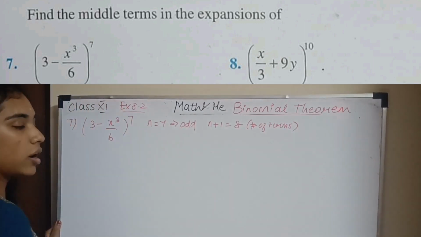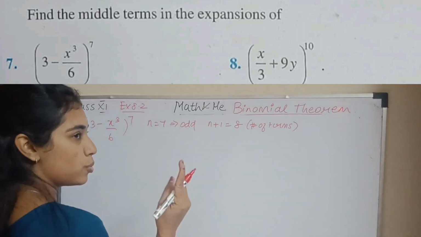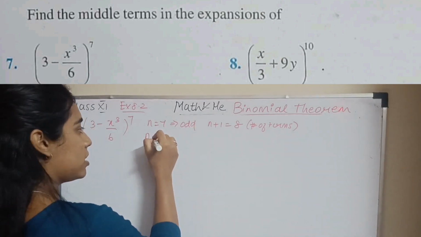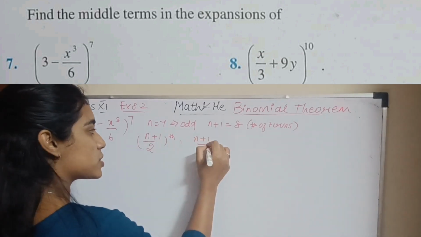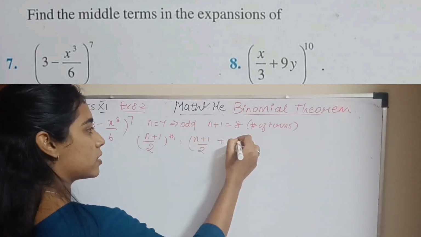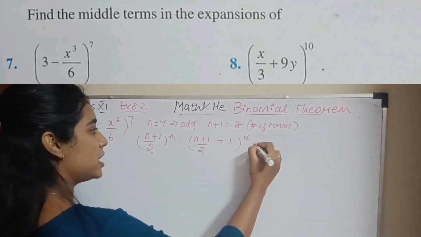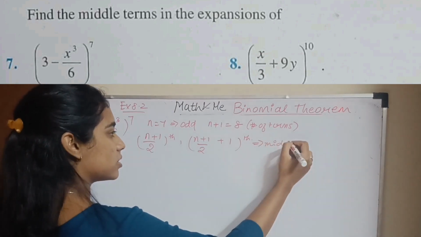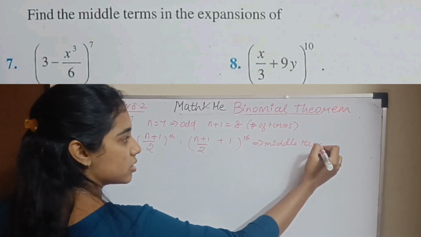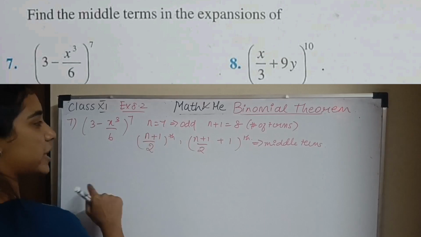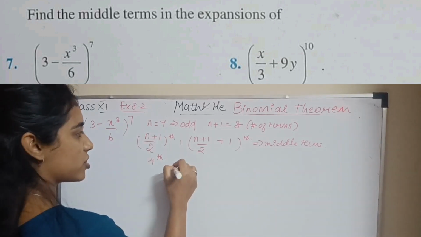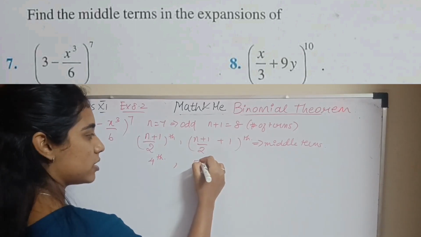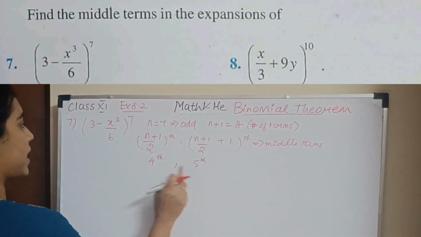So when my n is odd, what are my middle terms? I have two middle terms: the (n plus 1) by 2th term and the ((n plus 1) by 2 plus 1)th term. So these are my middle terms. What is my (n plus 1) by 2? It is (7 plus 1) by 2, 8 by 2, which is the fourth term, and 4 plus 1 is 5. So I need to find what my fourth and the fifth terms are.